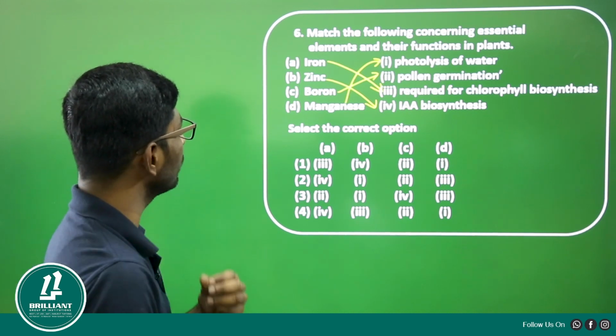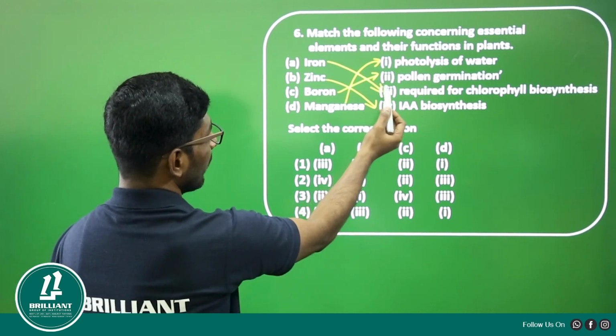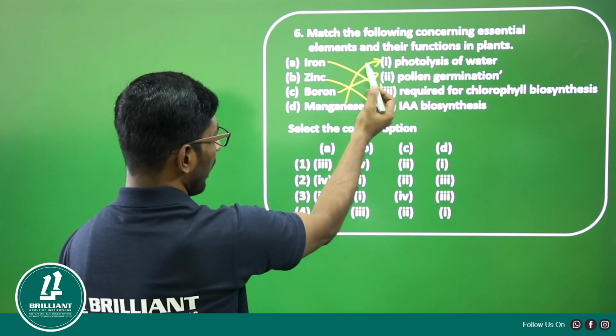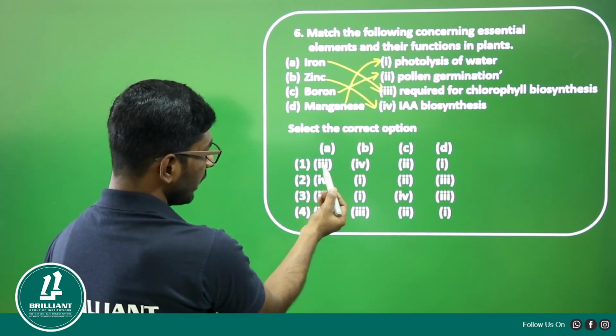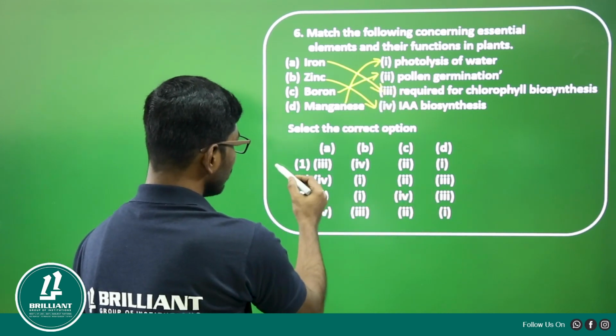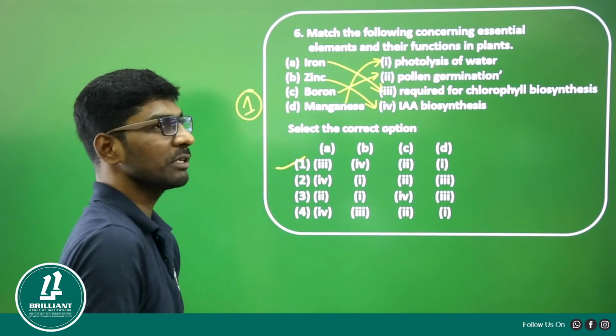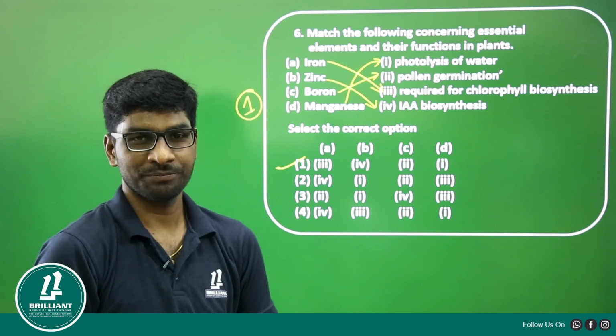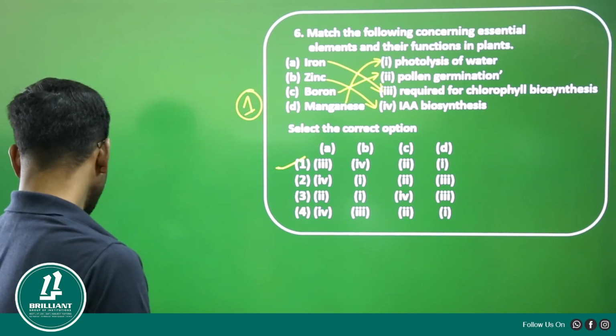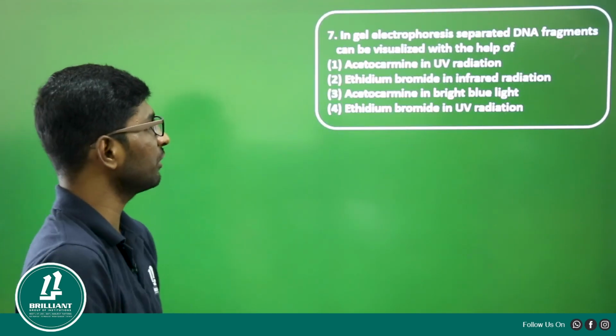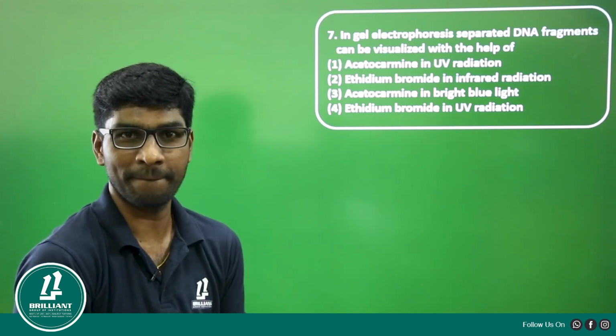So the correct answer of this question is 3, 4, 2, 1. Where is the 3, 4, 2, 1? So the correct answer of this question is option 1. Question number 6, answer is 1. Look at question number 7, what they are asking. This question is from the 12th grade.